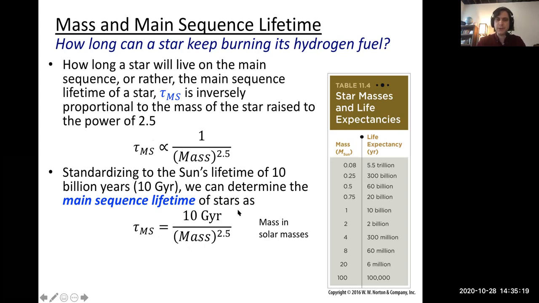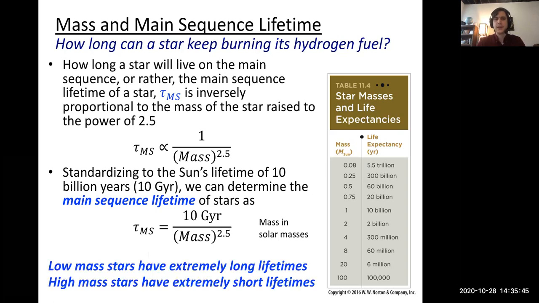Notice that if I plug in the mass of the sun in solar masses, I will get the main sequence lifetime of the sun. Plug in one solar mass, 1 raised to the 2.5 power is still 1. So the main sequence lifetime of the sun is 10 billion years. So this equation works as long as we have our mass in solar masses. And now we can use this to reason out.